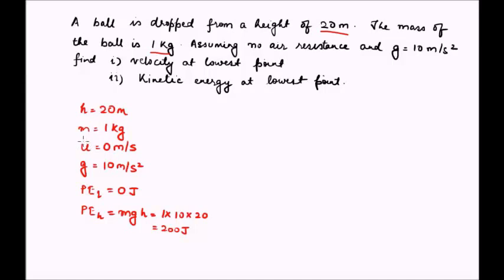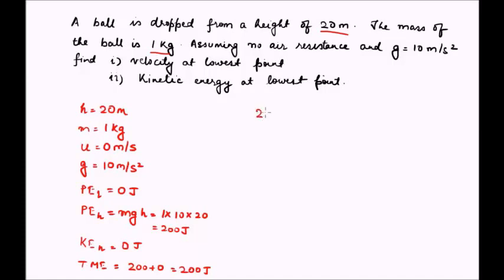And since the velocity is 0 meter per second at the highest point, the kinetic energy at the highest point is 0 joule, half mv square or half mu square, u is 0, so 0 joule. Therefore the total mechanical energy, let me write it as TME, total mechanical energy at the highest point is 200 plus 0, which is 200 joule. Since there is no air resistance, the total mechanical energy will remain conserved. Now, we know that the total mechanical energy at the highest point is 200 joule, so total mechanical energy at the lowest point will also be equal to 200 joule.